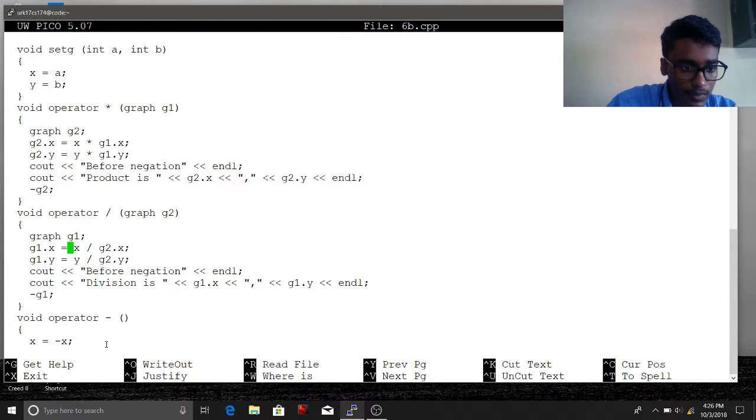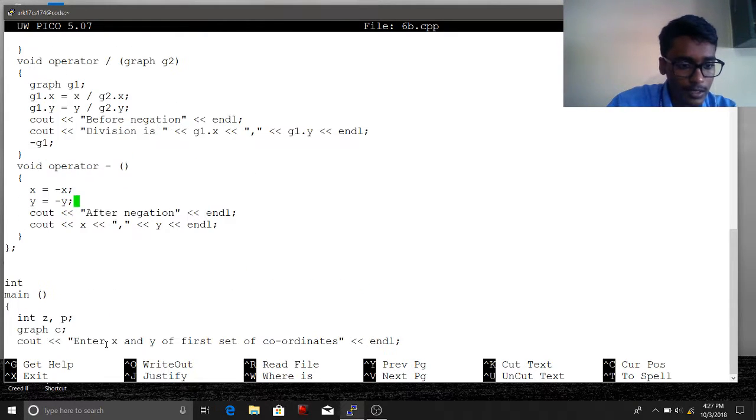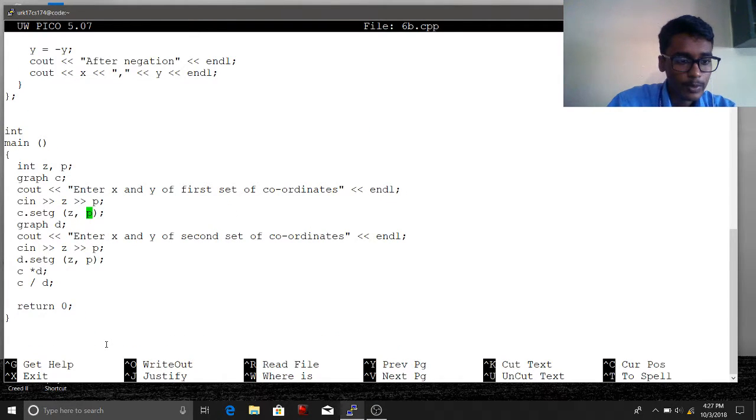And next in the division operator, there's a temporary object called g1, in which x by g2.x is stored in g1.x, and in g1.y, y by g2.y is stored. So the division is stored in this for the x and y coordinates, and before negation output is displayed over here. Next, in this unary minus operator, I have negated both the x and the y coordinates and displayed the output after negation. So here in the int main function, this is a driver program to test the classes created.